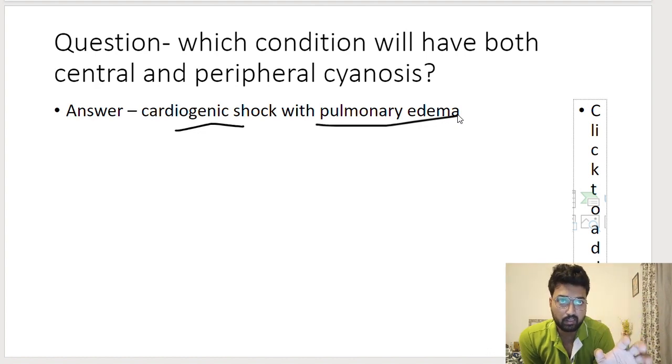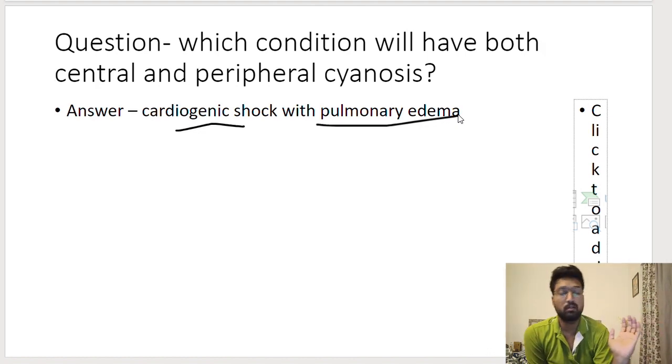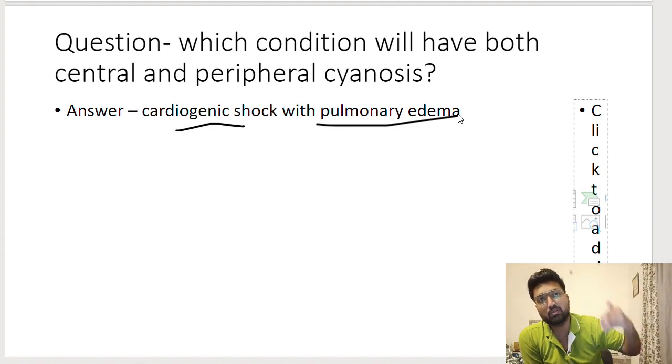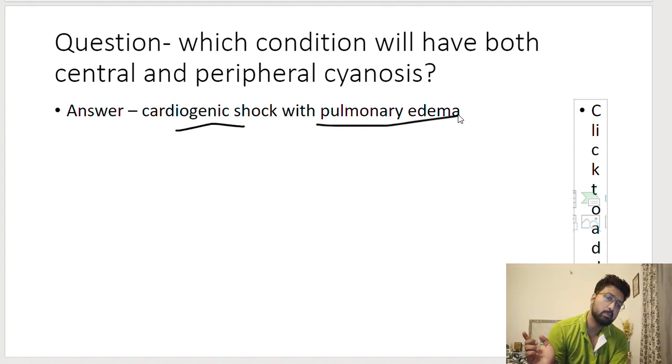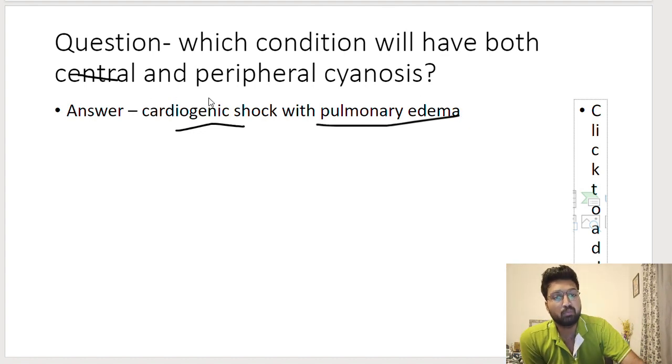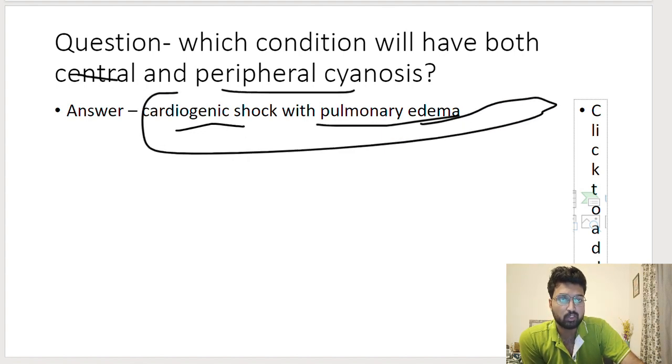If there is heart failure, the left ventricle is not pumping blood, so the blood will go into the left atrium. From the left atrium, it will go into the pulmonary capillary, and from the pulmonary capillary, into the alveoli. Since there is fluid in the alveoli, there is an issue in respiration. Since there is heart failure, there is an issue in circulation. So both a circulatory issue and a respiratory issue. So the patient will have both central as well as peripheral cyanosis. That is the answer: cardiogenic shock with pulmonary edema.